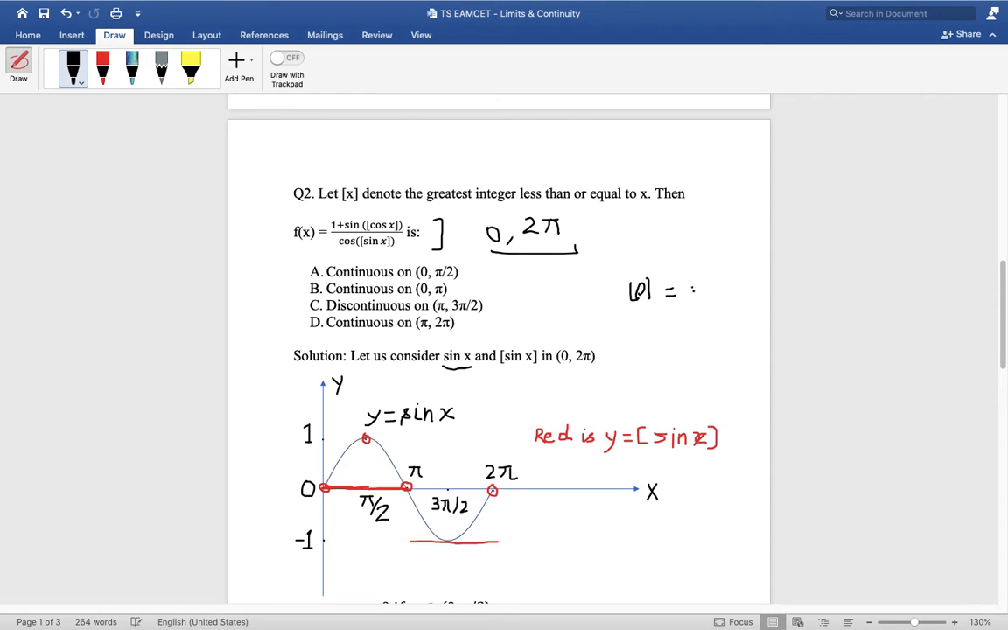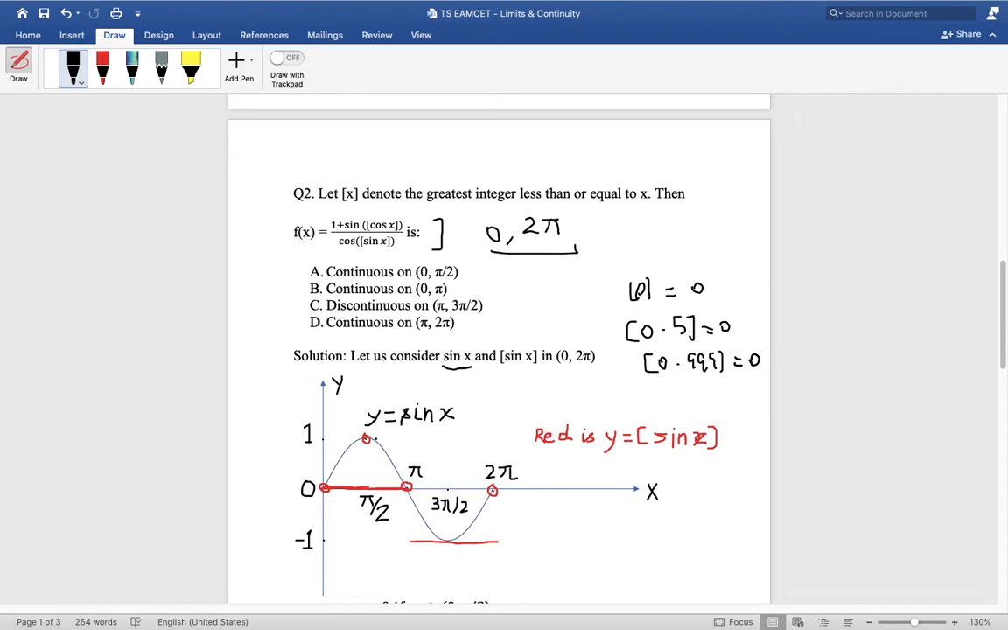0. Greatest integer of 0.5 is equal to 0. Greatest integer of 0.999 is also equal to 0. So all these values which lie before pi by 2 have a greatest integer equal to 0, except when we reach pi by 2 it becomes 1. So greatest integer of 1 is equal to 1. So this is the function over here at pi by 2.